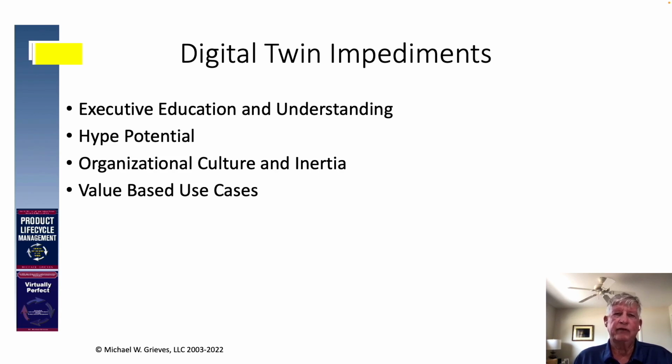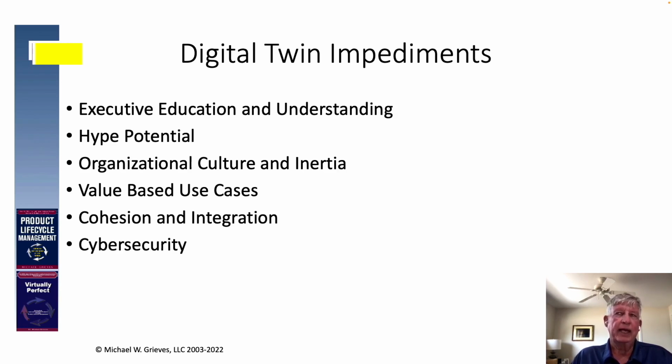We need to drive value-based use cases. So again, this whole idea of finding use cases that have value and that we have a very high capability of being able to realize are things that we need to look at. So we need to drive all digital twin development from specific use cases that we know are going to create value. Cohesion and integration. So right now we have sort of fragmented digital twins, and it's very tough to put together. We have a technological problem that we need to address in this particular area.